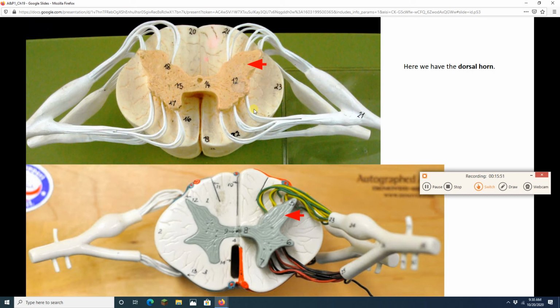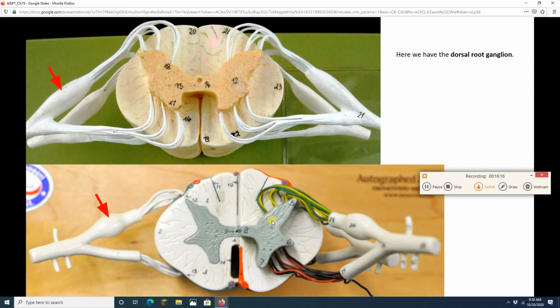Okay, what else do we see? We got the dorsal horn right there, which is going to contain sensory neuron axons coming in. There's my gray commissure, which of course is going to contain in the middle of it the central canal, which we know is filled with CSF. There's my dorsal root, my bundle of sensory neuron axons that are entering the dorsal horn.